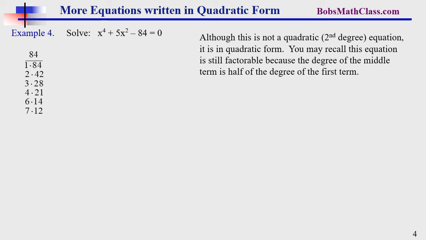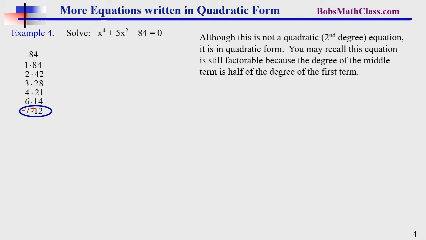84, quite a long list, right? 1 and 84, 2 and 42, 3 and 28, 4 and 21, 6 and 14, and 7 and 12. Which pair subtracts to be 5? Right, the 7 and 12. The 12 would have to be positive and the 7 negative.